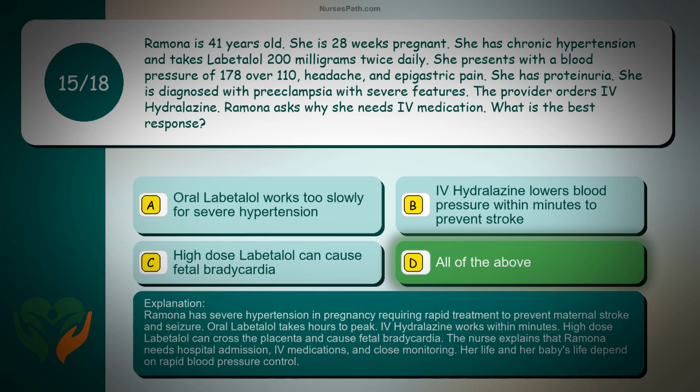Ramona has severe hypertension in pregnancy requiring rapid treatment to prevent maternal stroke and seizure. Oral labetalol takes hours to peak. IV hydralazine works within minutes. High-dose labetalol can cross the placenta and cause fetal bradycardia. The nurse explains that Ramona needs hospital admission for medications and close monitoring. Her life and her baby's life depend on rapid blood pressure control.